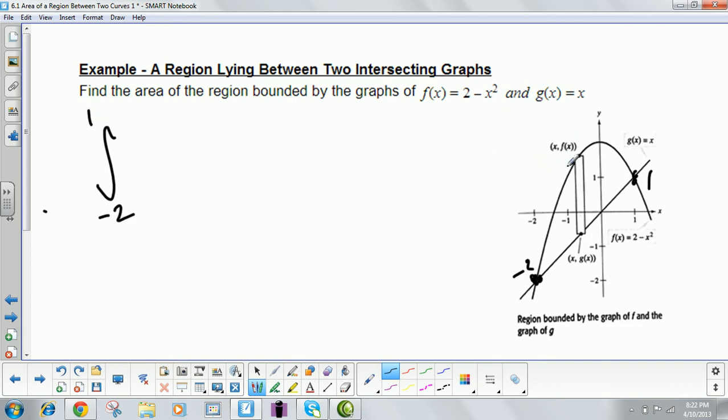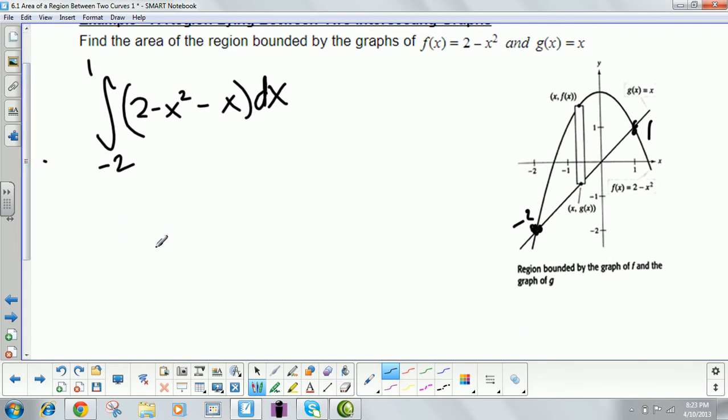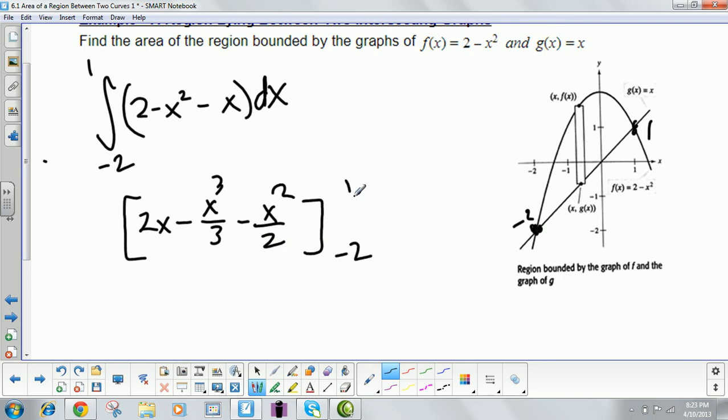your upper function, which is this function here. That's your f of x, so that's your 2 minus x squared, minus your lower function, which is just x. All of that times the change in x. And so when we integrate this, we can go ahead and integrate it. The integral of 2 is 2x, minus the integral of x squared, which is x to the third over 3, minus the integral of x, which is x squared over 2. And your limits are from -2 to 1.